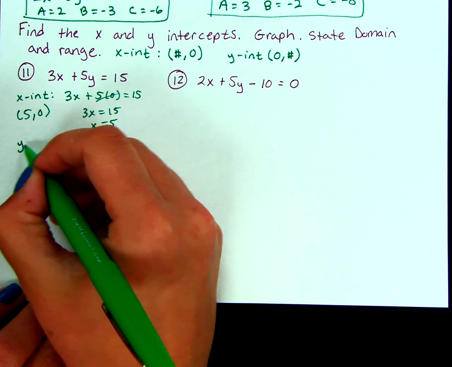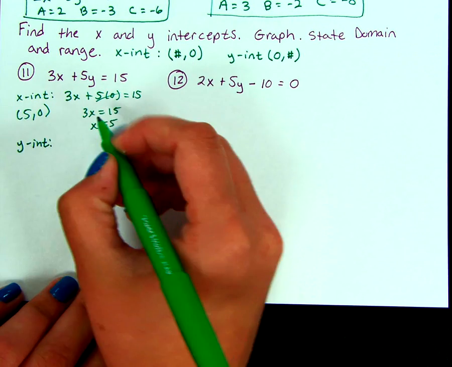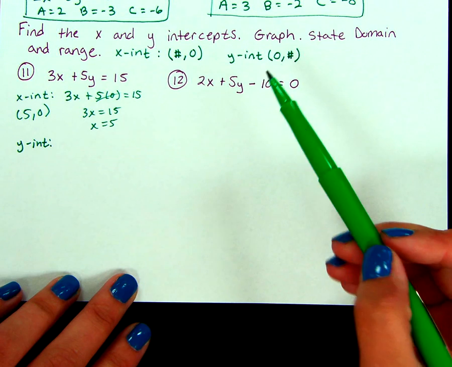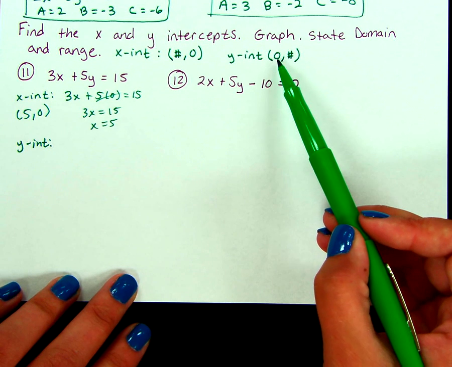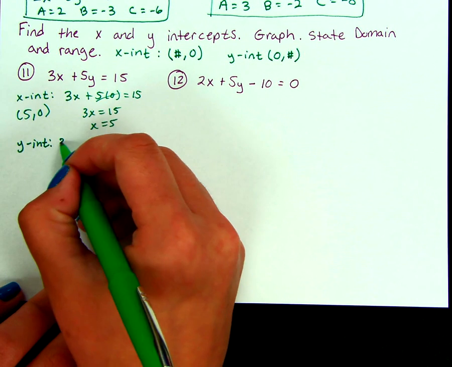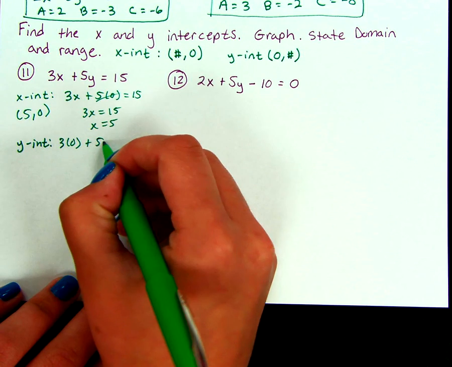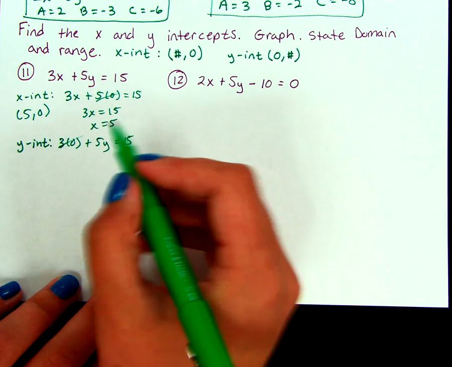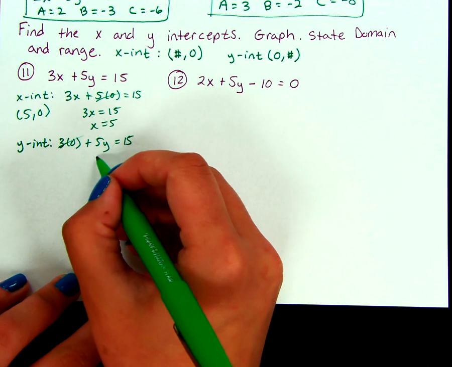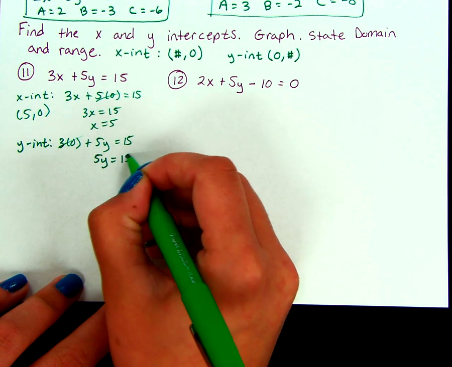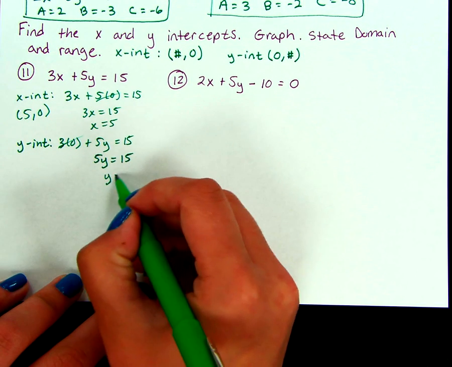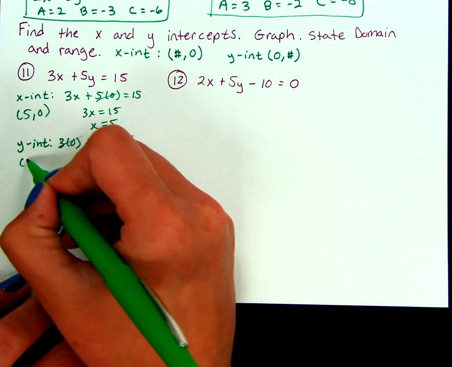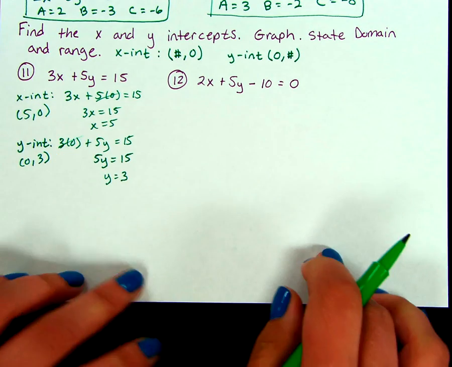All right, y-intercept, let's do that next. So again, that means that our x value has to be 0 this time. So now we're going to replace x with 0. So 3 times 0 plus 5y equals 15. So again, that really just cancels out because 0 times a number is just 0. So we're solving 5y equals 15. So that means y has to be 3. So now our y-intercept is going to be 0, 3.